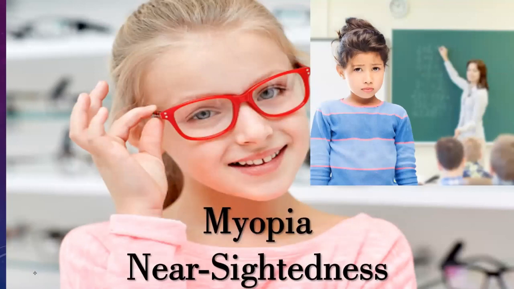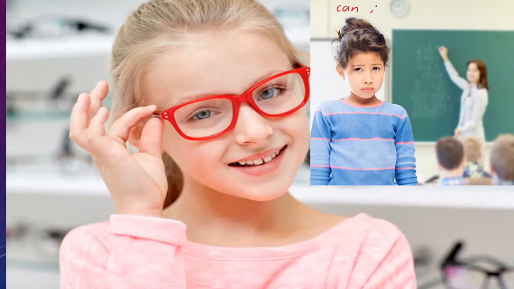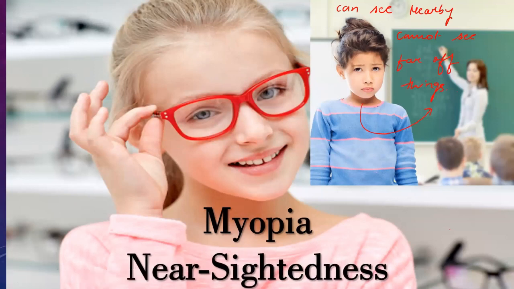So what do you mean by myopia? Myopia means nearsightedness. As the word says, you can see nearby things, but you cannot see far off things. It is very common in students. As with this girl, students are not able to focus on the board. Everything becomes blurry. Nothing seems very clear. The eye defect which students go through is called myopia, wherein they cannot see far off things, but they can see nearby things.